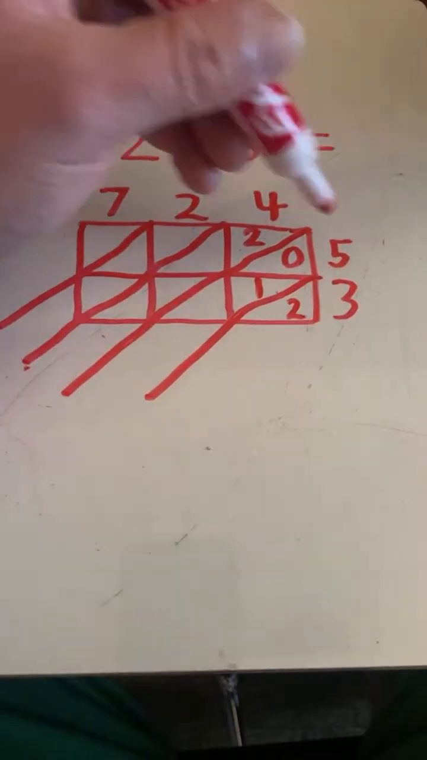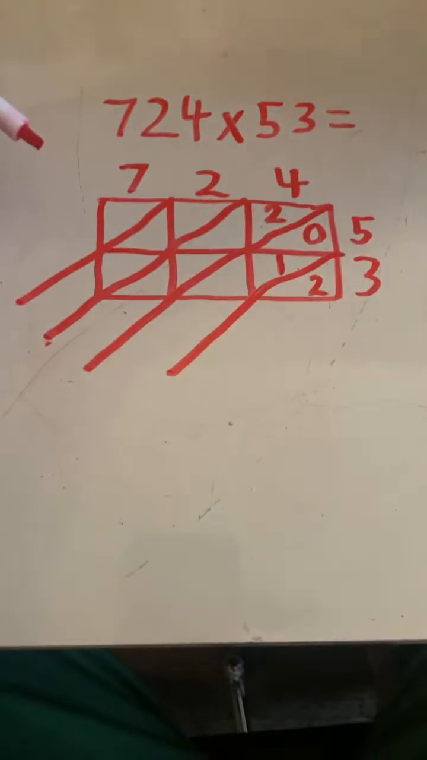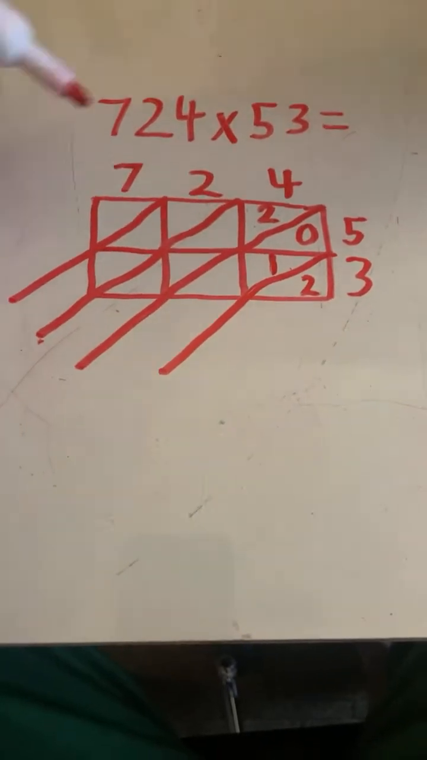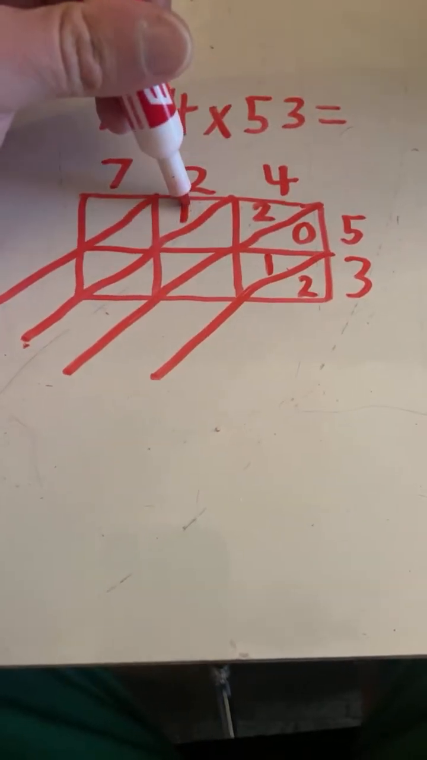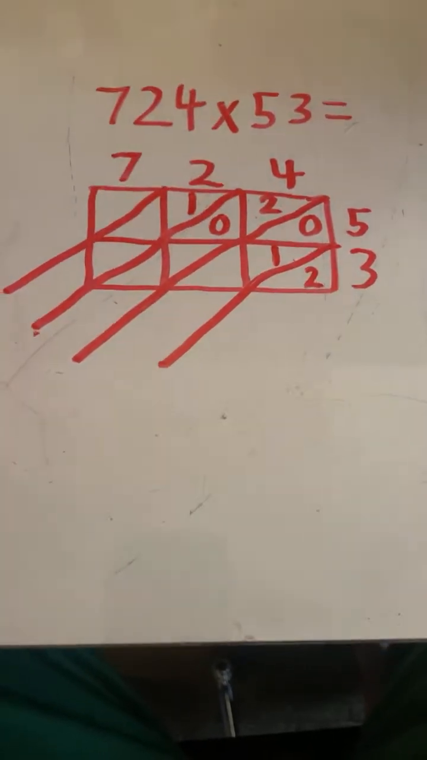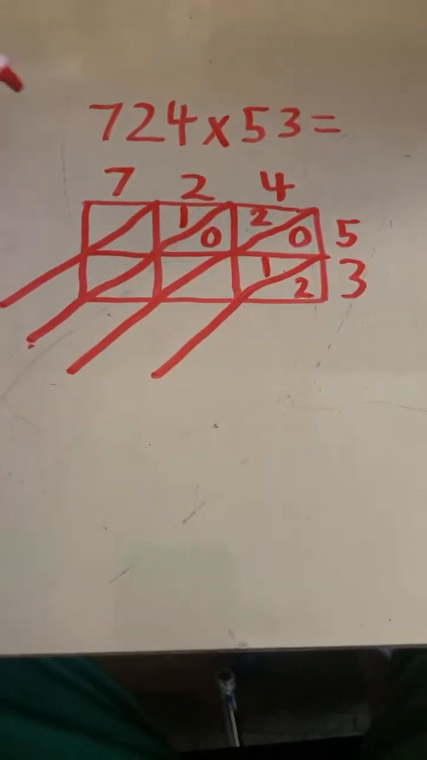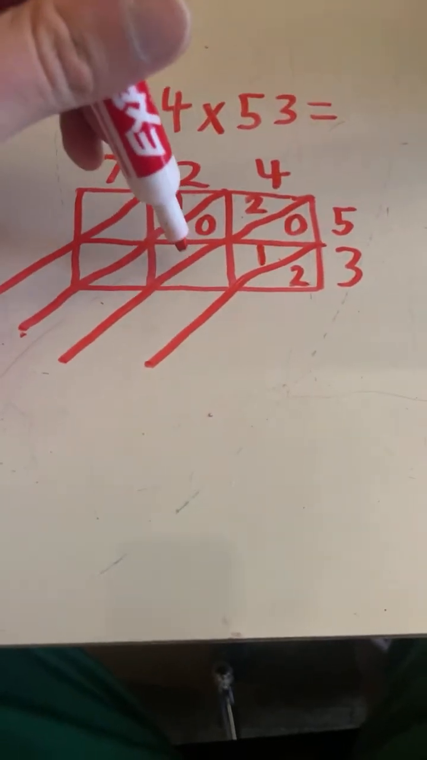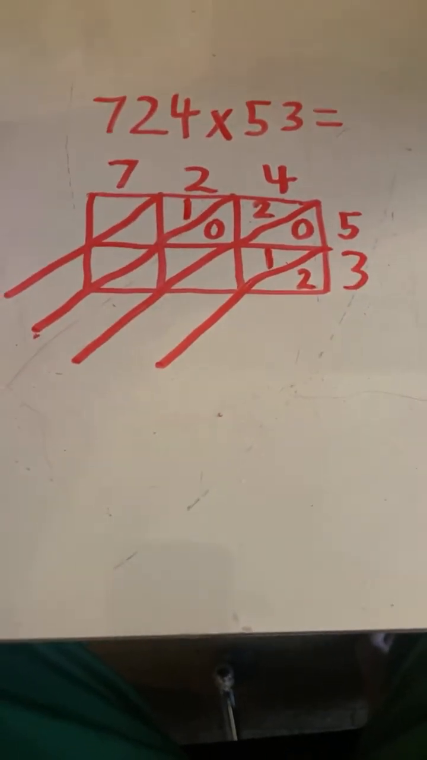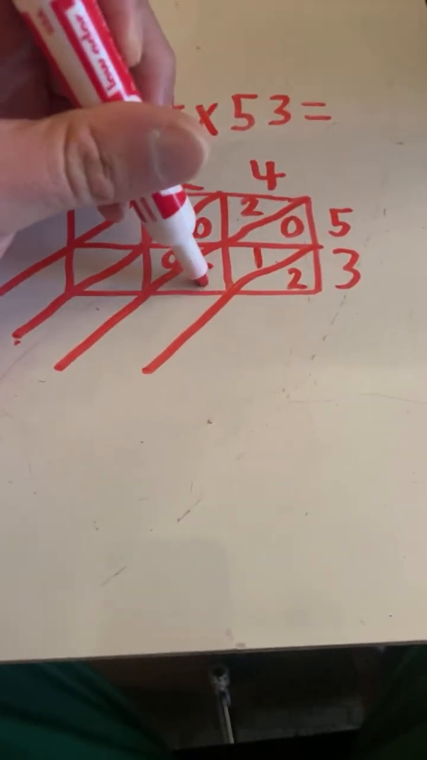Now in this box up top, we're going to multiply 2 times 5. The answer to 2 times 5 is going to go in this square. And each digit's going to go in a different triangle. So 2 times 5 equals 10. So we're going to put a 1 in this triangle, a 0 in this triangle. Before we do 7 times 5, 2 times 3. The answer to 2 times 3 is going to go in this square here. 2 times 3 equals 6. So we're going to put a 0 in this triangle and a 6 in this triangle.